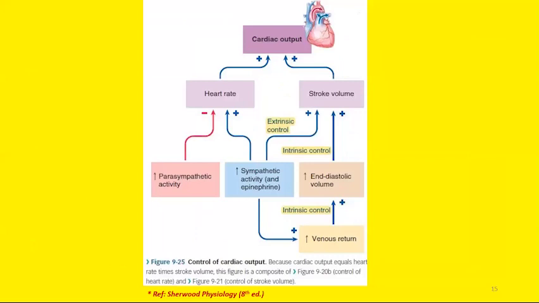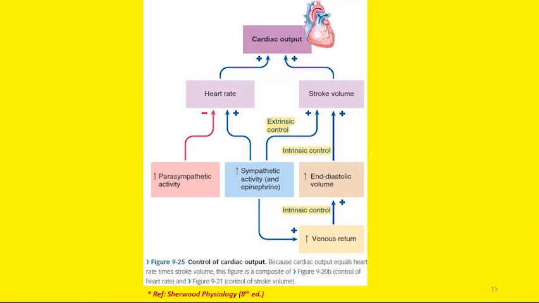Again, you can see the two most important factors that affect cardiac output are the heart rate and stroke volume. There is a direct relationship. An increase in heart rate will increase the cardiac output. An increase in stroke volume will increase the cardiac output as well.